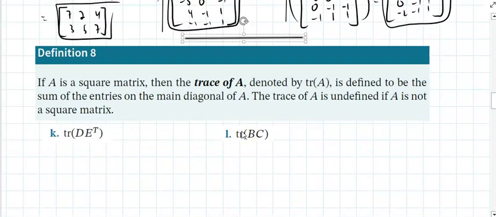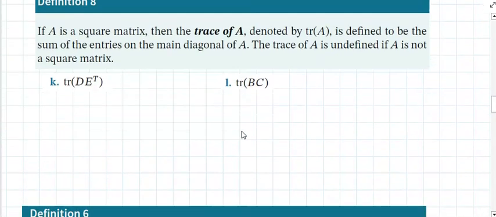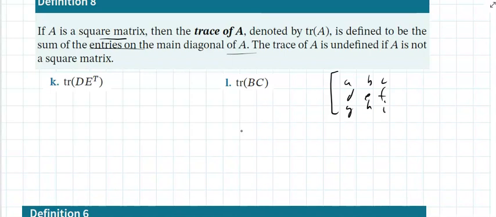Here's the definition. If you want to find the trace, it has to be a square matrix. Then the trace is defined to be the sum of the entries of the diagonal. So if I have A, B, C, D, E, F, G, H, I, if I want to take the trace of this matrix, that's simply A plus E plus I. The sum of its diagonal, nothing more. Really simple.